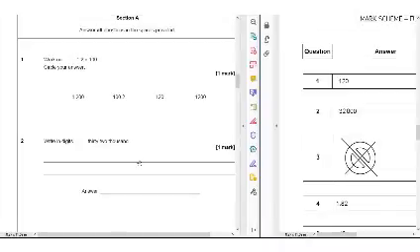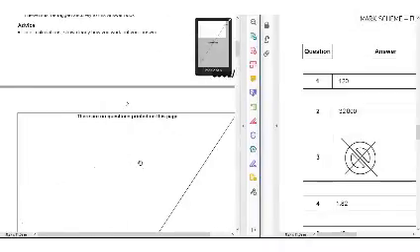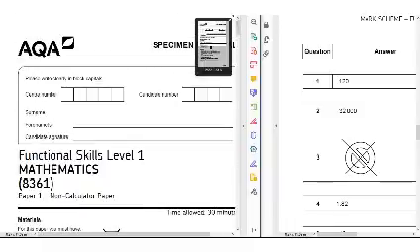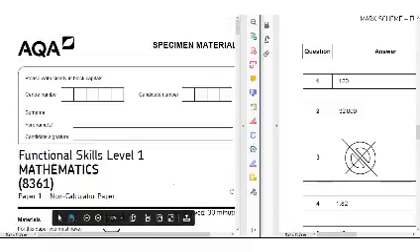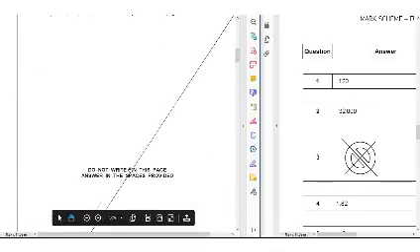Let's see how this works. I gave you an AQA non-calculator paper to do. It said you're allowed 30 minutes. I also gave you the answers. So let's see how we get on with that.